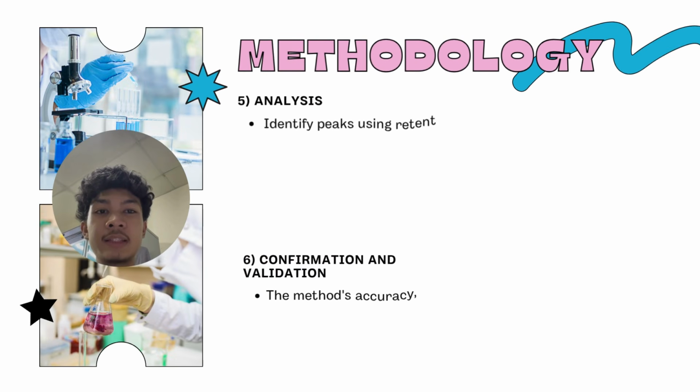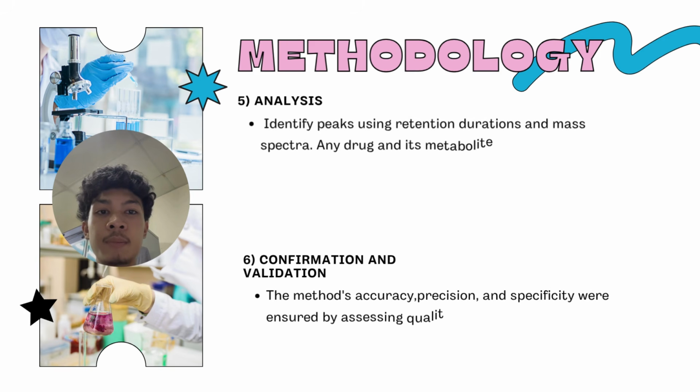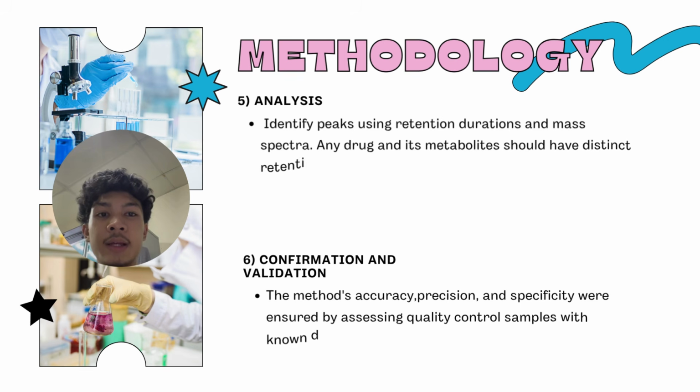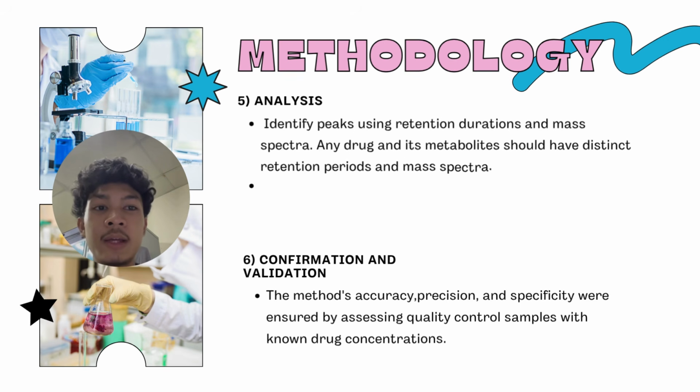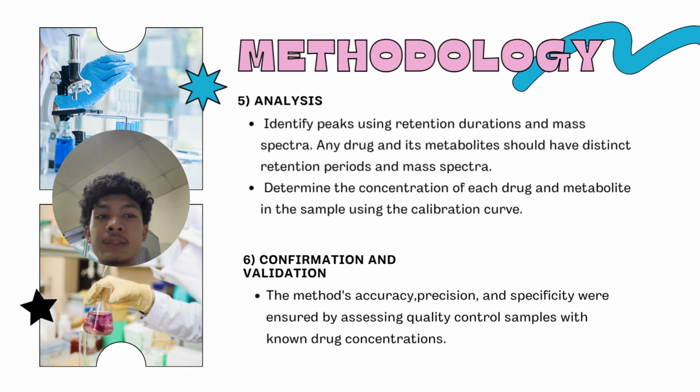Fifth, analysis. We identified chemical peaks based on retention time and mass spectra. Each drug and its metabolites have unique retention times and spectra. Using the calibration curve, we determined the concentration of each drug in the sample. Sixth, lastly, confirmation and validation. To ensure the method is accurate, precise and specific, we used quality control samples with known drug concentrations.